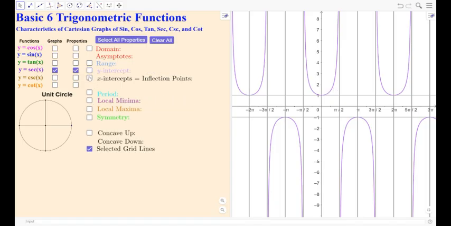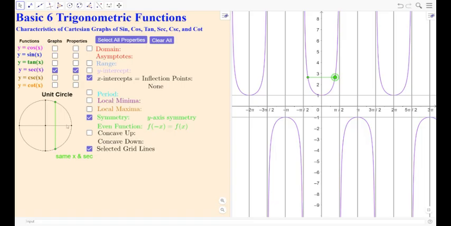And what about x-intercepts? Well, it doesn't have any. It doesn't touch the x-axis, and it doesn't have any inflection points. It's all concave up when y is positive, and all concave down when y is negative. This one has y-axis symmetry. It's an even function. The two functions that are even are cosine and secant. The others are odd.